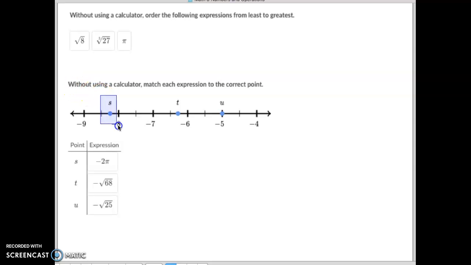Let's do the letter S next. We'll do this one, which is just a little bit more than -8. We know that the square root of 64 is 8, and since 68 is a little bit bigger than that, this one would be our one that's a little bit bigger than the -8. Which means that 2 times 3.14 is going to be like 6 point something for our T. So these should be in that order right there.